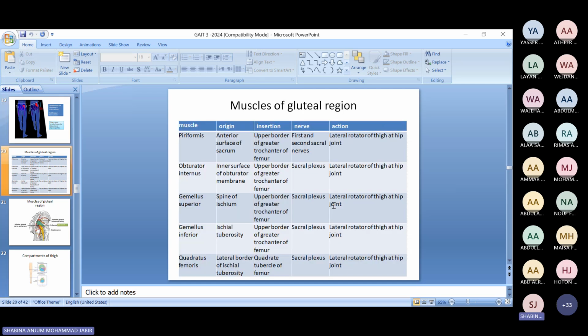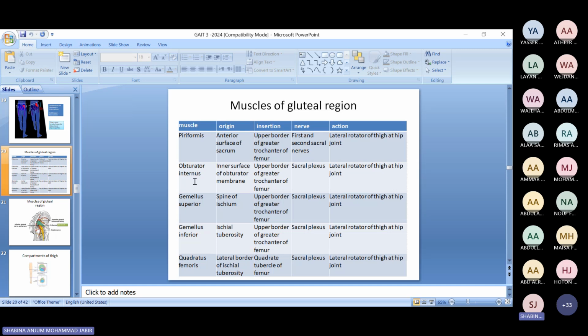Okay, we have the other small muscles of the gluteal region. So don't worry about their origin and insertion. Okay, you have to know the nerve supply and action. But in short, I will tell you the piriformis. Okay, it will come from the sacrum. It is inserted over the greater trochanter.